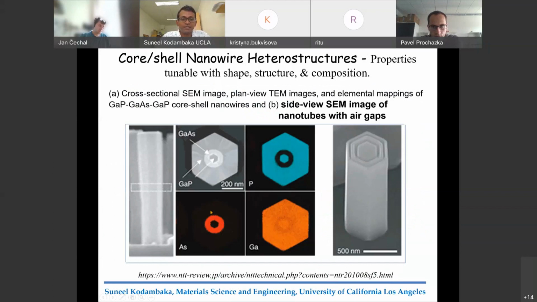And here are other interesting structures where you can use a combination of bottom-up synthesis. So you can do chemical vapor deposition and deposit a solid structure. And you can locally, chemically etch to create these hollow shells within these core shell structures. And so in this particular example, this is a gallium phosphide, gallium arsenide, gallium phosphide core shell structure. You can selectively etch one of them, and then you can end up with these concentric ring structures.